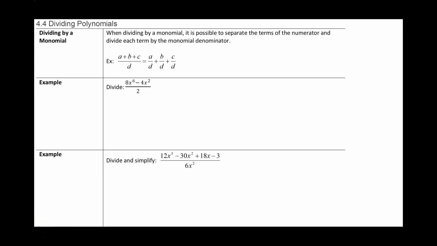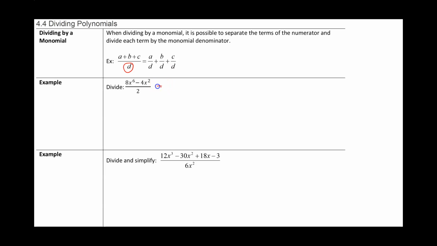In section 4.4, we will talk about dividing polynomials. So let's divide 8x to the 6th minus 4x squared divided by 2. Now before that, let's take a look at this rule. If you have a numerator that is divided by a single monomial, then we take each term of the numerator and divide it by that same monomial.